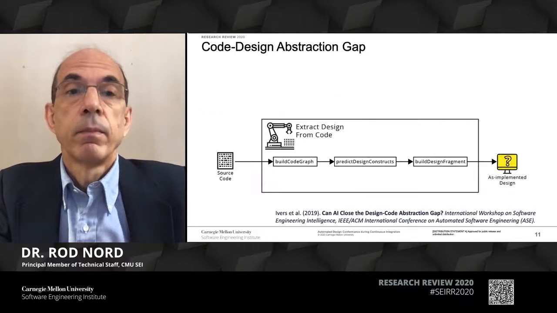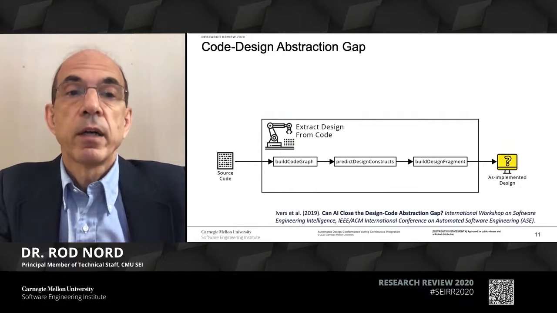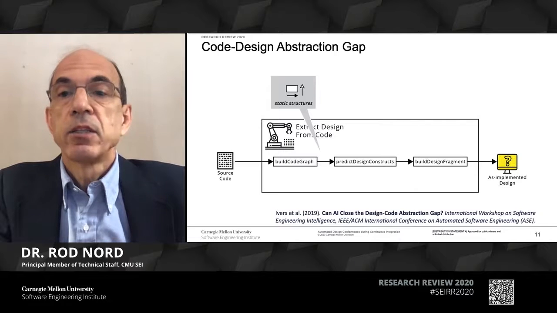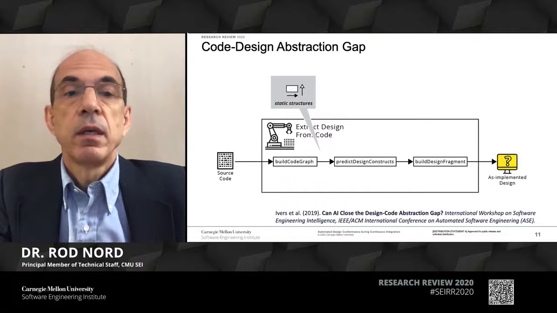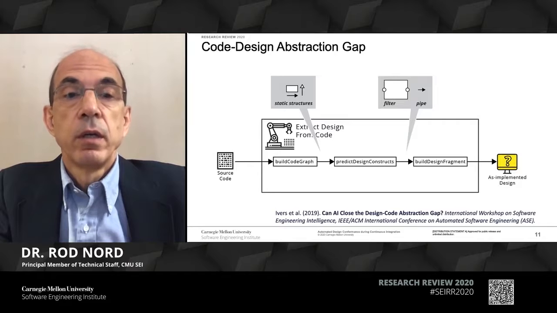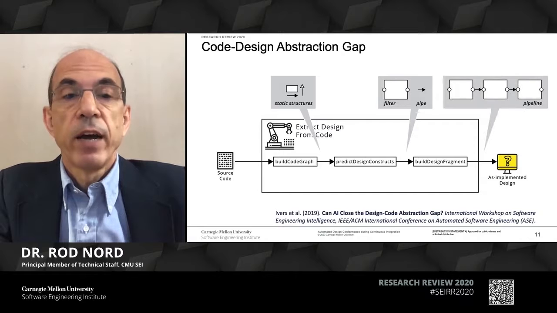be integrated. Let's return to the extract design from code portion of the conformance checker to see where machine learning is applicable. Source code seen at the left is input. We use code analysis to mechanically extract as much semantic knowledge of code structure and behavior as possible, unambiguously and automatically. Once we identify the design constructs in the code, we can traverse the graph and abstract relations among constructs to build design fragments that constitute the as-implemented design seen at the right as output.